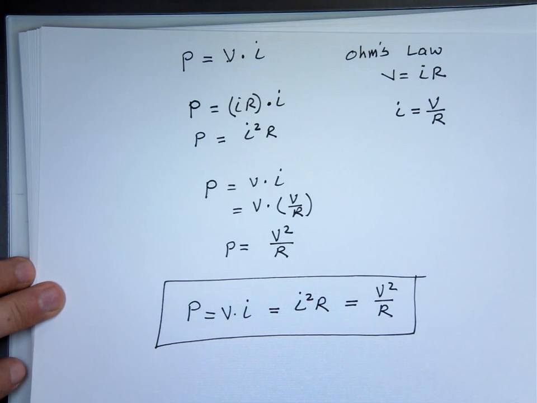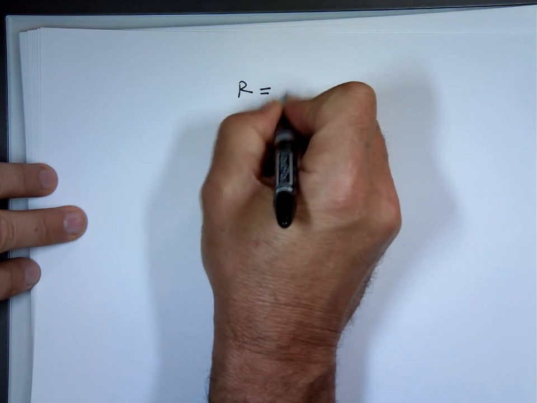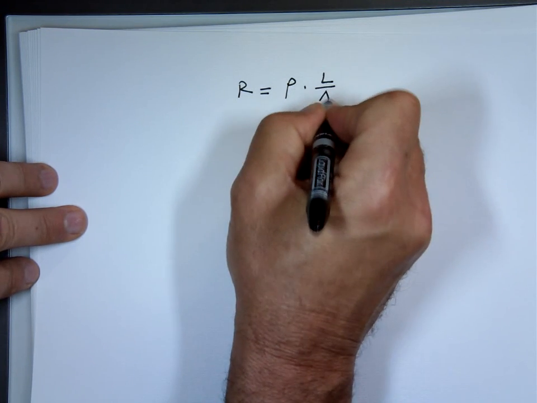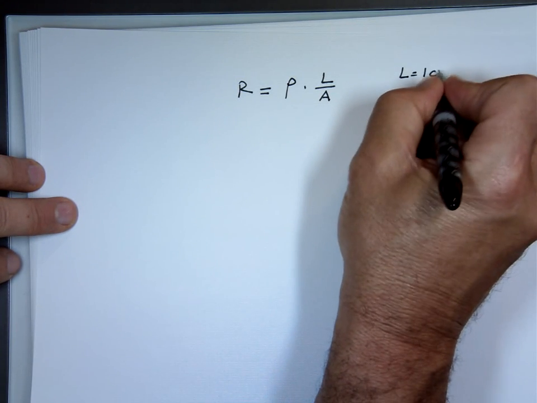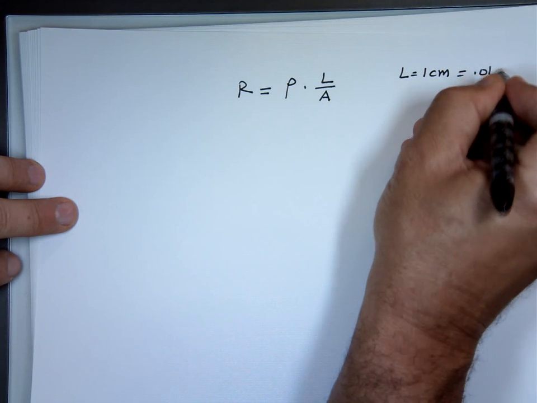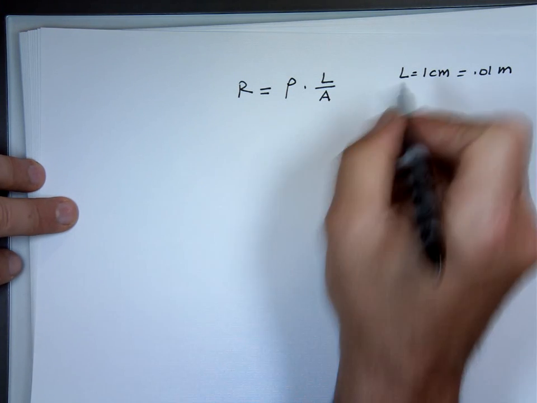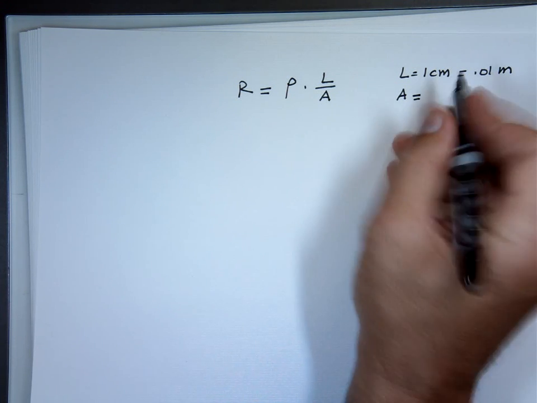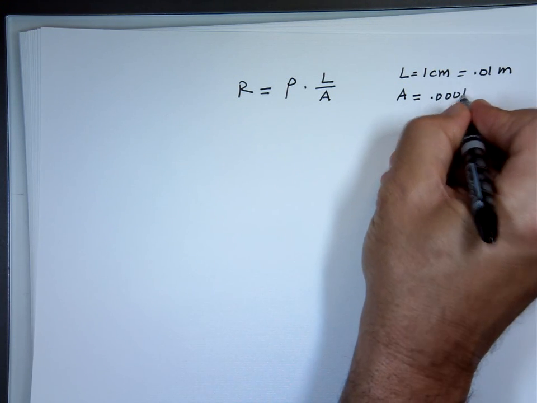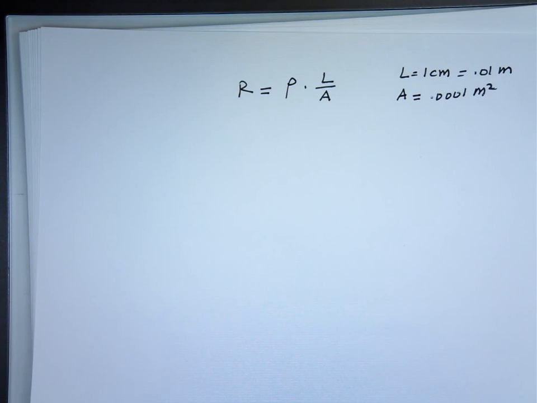I mentioned earlier that to calculate the resistor, I said resistor R is equal to what? Rho times L over A. Just for the sake of discussion, let's say we have L equals 1 centimeter, which is 0.01 meters. And the area is, I don't know, 0.0001 meter squared. Assume that's the case. Small area.